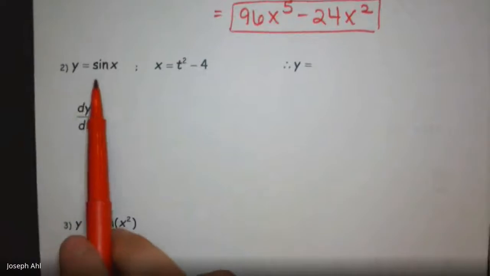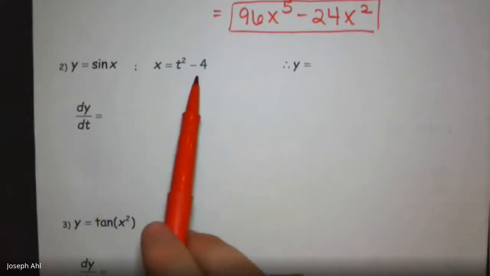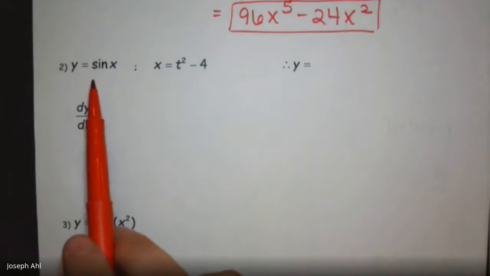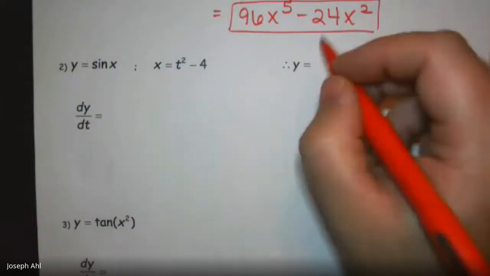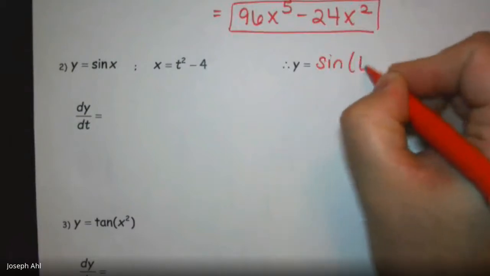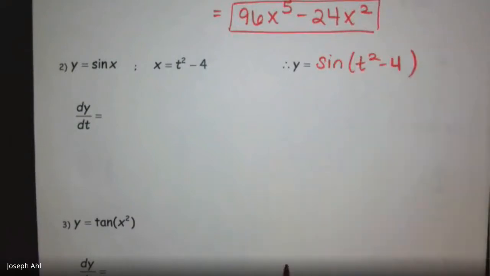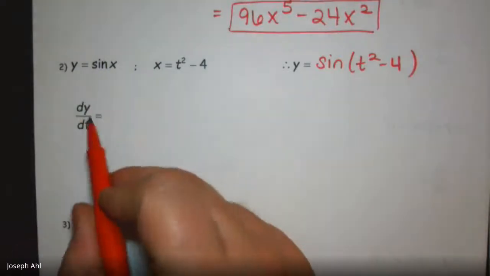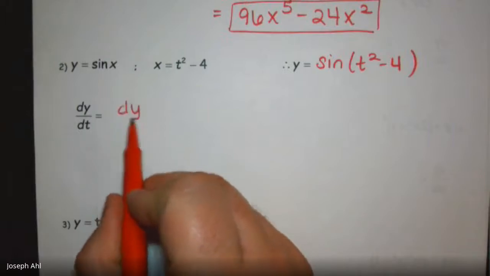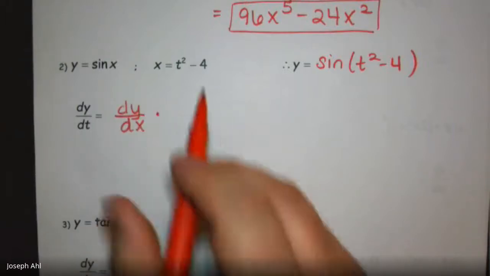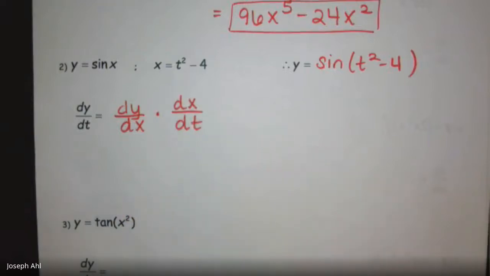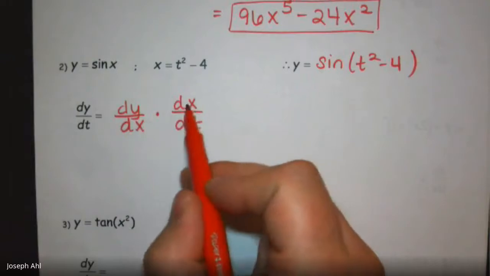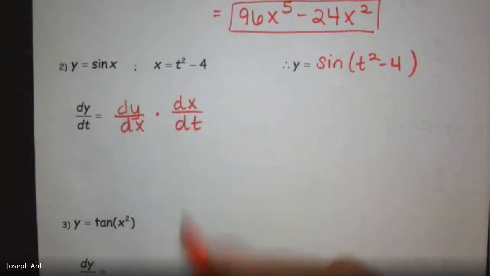So if y is equal to sine x, but x is equal to t squared minus 4, what's our function y really equal to? Well, we can express y as a function of t by writing this as sine of the quantity t squared minus 4. So what would dy/dt equal? Well, dy/dt in this case is going to be the derivative of y with respect to x times, in this case, the derivative of x with respect to t. And you can see how when those dx's cancel, you are just in the end left with dy/dt.